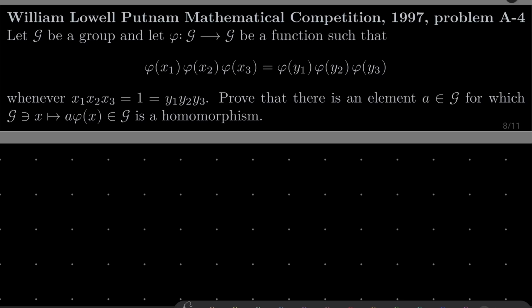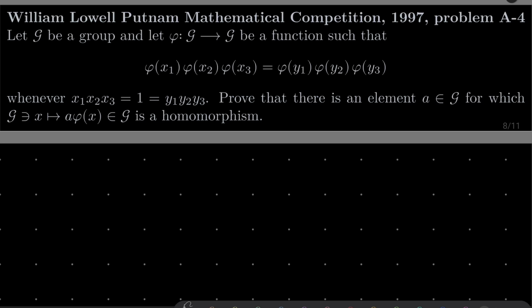Hello friends, in this video I'd like to solve the following problem from the Lowell Putnam Mathematical Competition 1997, problem A4. Let G be a group and let phi be a function from this set G into itself, satisfying phi of x1, phi of x2, phi of x3 equals phi of y1, phi of y2, phi of y3, whenever x1, x2, x3 equals 1 and y1, y2, y3 is also 1. By the way, I denote the neutral element of our group just by 1. In the original problem statement, it was denoted by e, but I prefer it being 1.